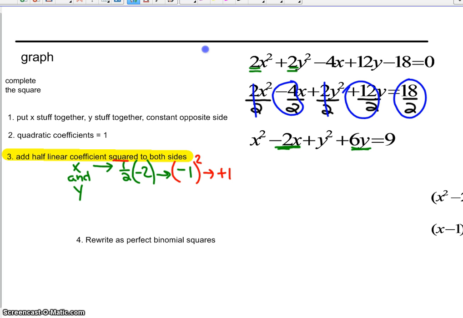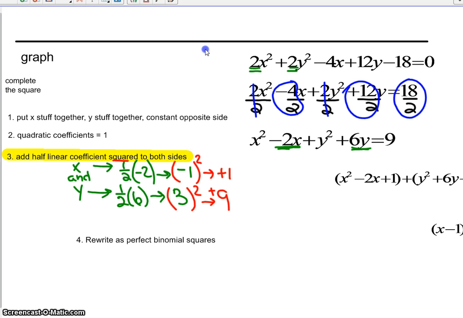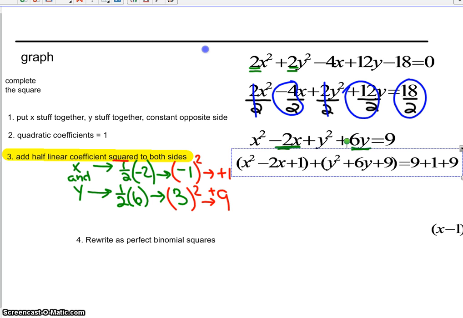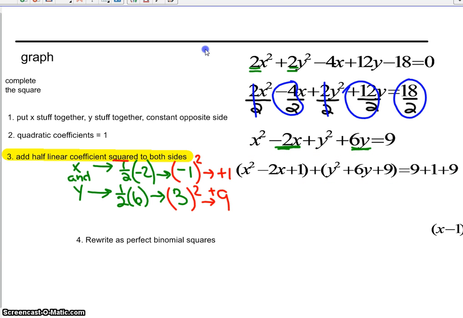I'm going to add that to both sides. I want to do the same thing to my y's. My coefficient is 6, so I'm going to take half of 6, which is going to give me 3. I'm going to square that, and I'm going to add it to both sides. Now notice again, both times we squared, we get a positive value. That's a common error. Sometimes people will square a negative, and they'll keep it negative.